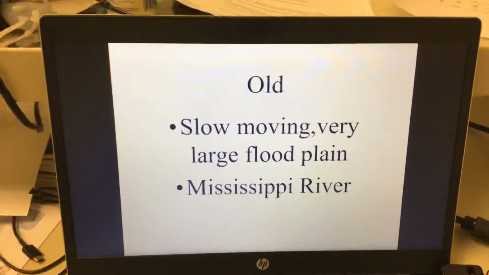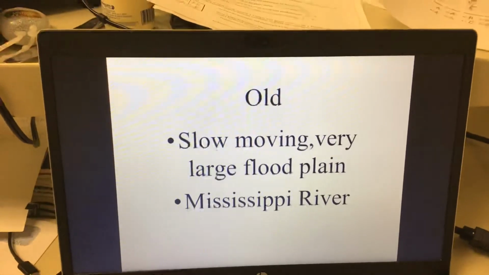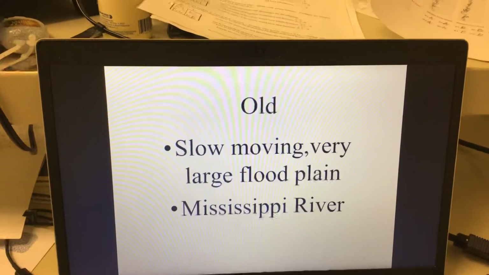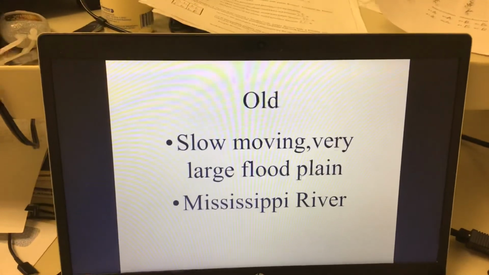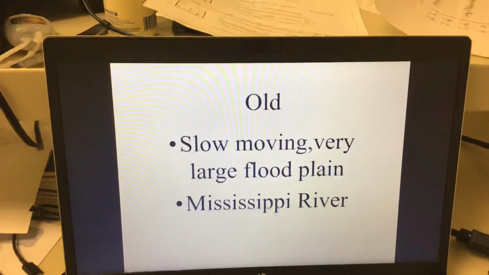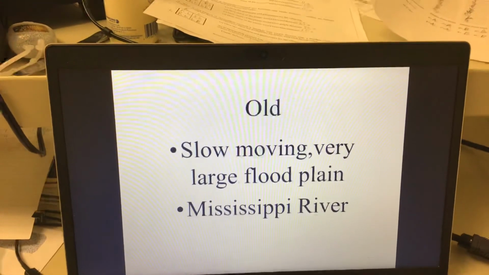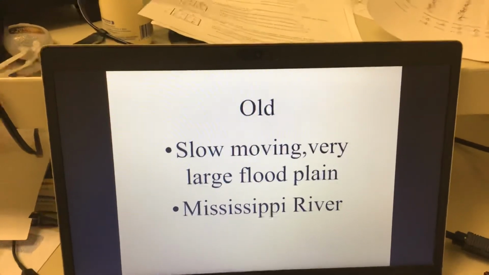And then we have an old river. Slow moving, very large floodplain, like the Mississippi River. Mrs. Peters would be an old river. Slow moving, large floodplain.